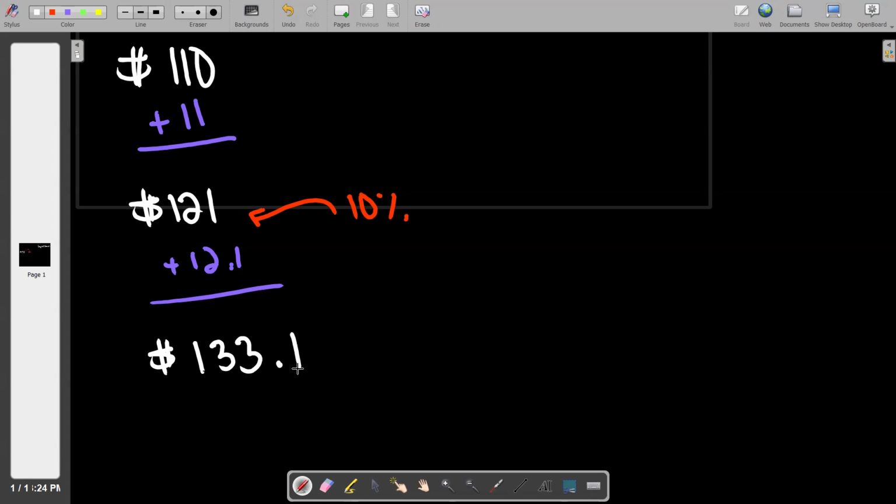You add a little bit to the base, you get more interest. That goes back into the base, you get more interest. And it keeps on happening and it keeps on happening. So let's do maybe one more time of this process and then we'll talk about the formulaic way to do it.